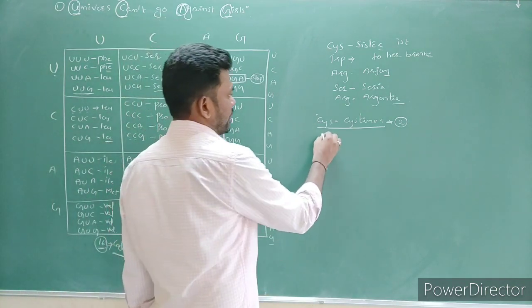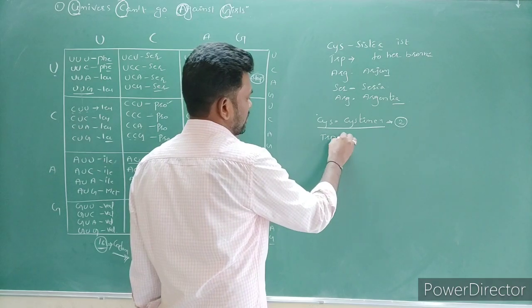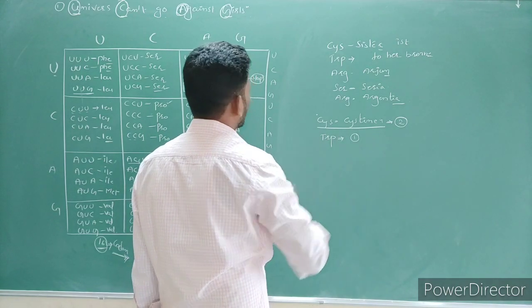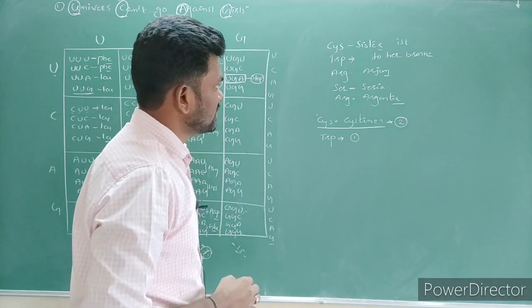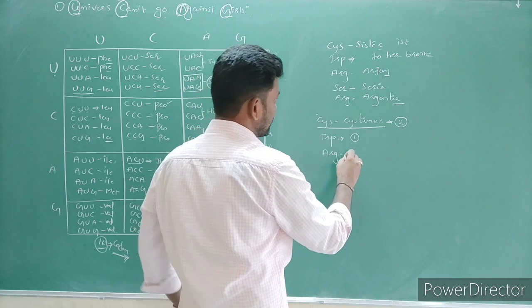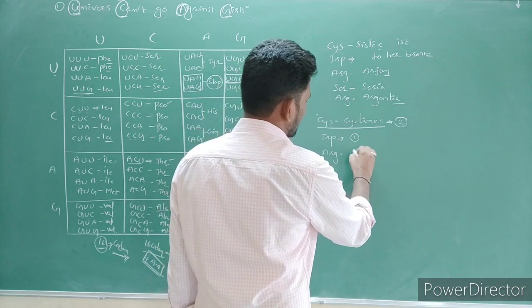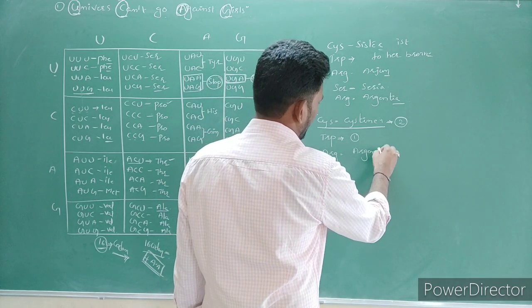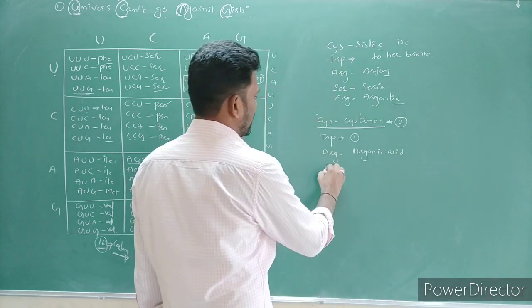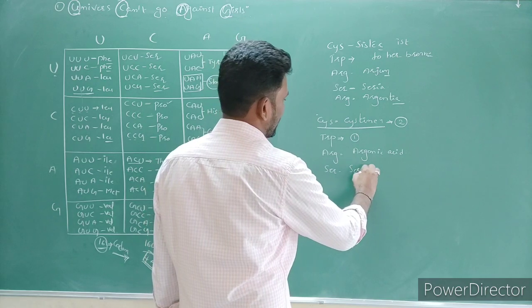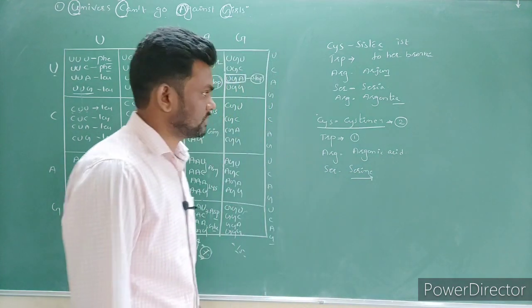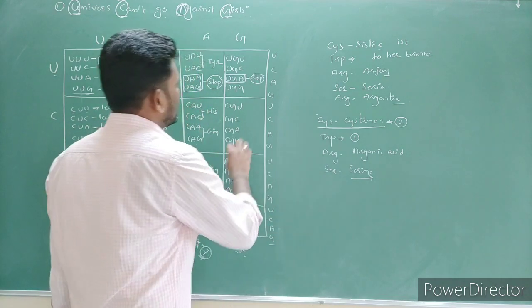Next, TRP, tryptophan. The number is 1. Okay. Next, ARG means arginine. SER means serine. Now write it.